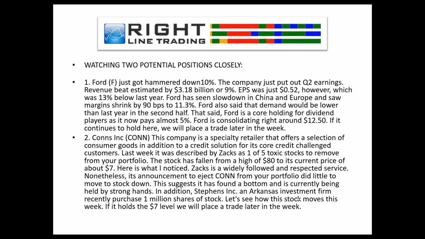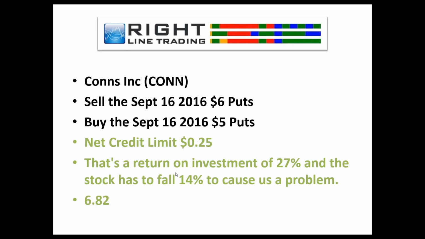So we watched it for a few days. We saw it basing around the $7 level. So what I ultimately did was I put in a recommendation for a vertical spread on Conn's. We sold the September $6 puts. We bought the $5 puts. Now, the net credit limit was 25 cents, but that's an incredibly high return on investment. That's a 27% return on investment.